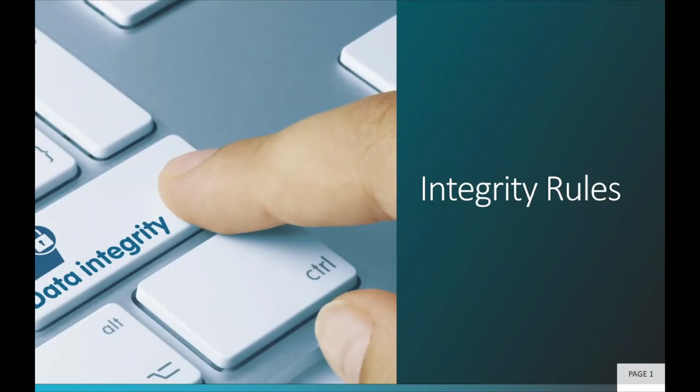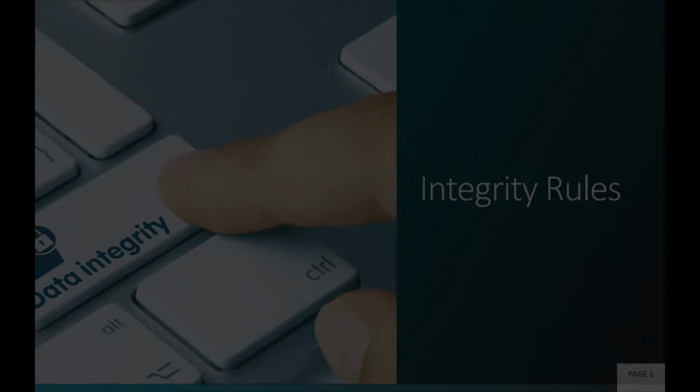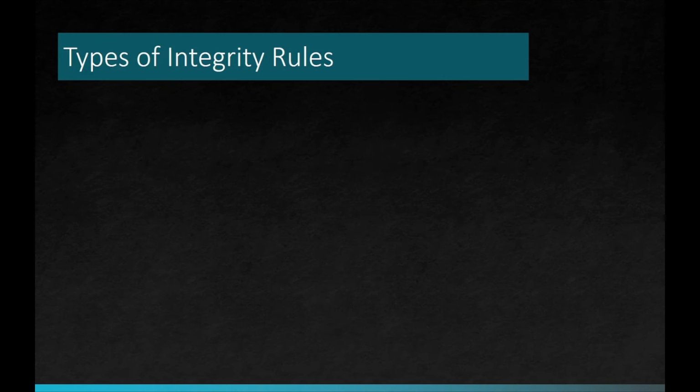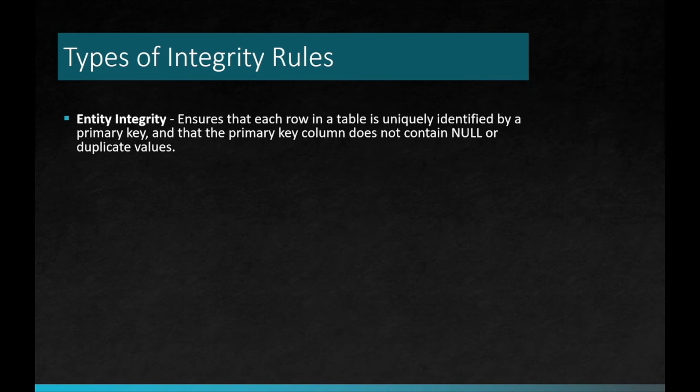So in this lesson, guys, we're going to be talking about the types of integrity rules. As the name suggests, integrity rules in the database help maintain the accuracy, consistency, and reliability of data. There are three main types of integrity rules. The first one is entity integrity. This ensures that each row in the table is uniquely identified by a primary key, and that primary key column does not contain null or duplicate values.